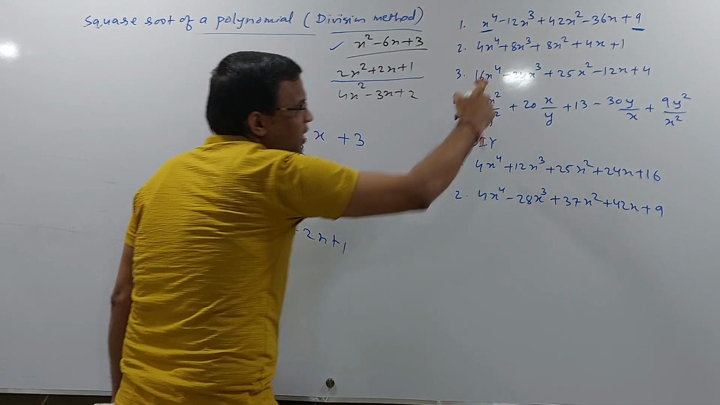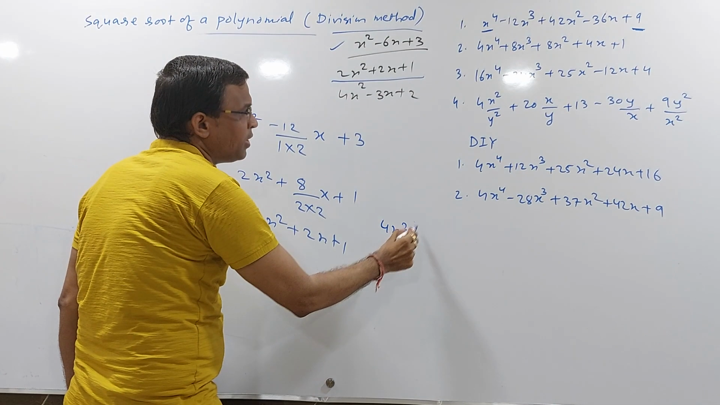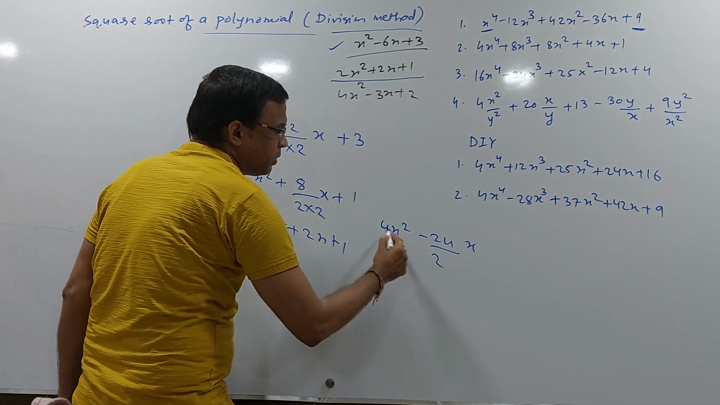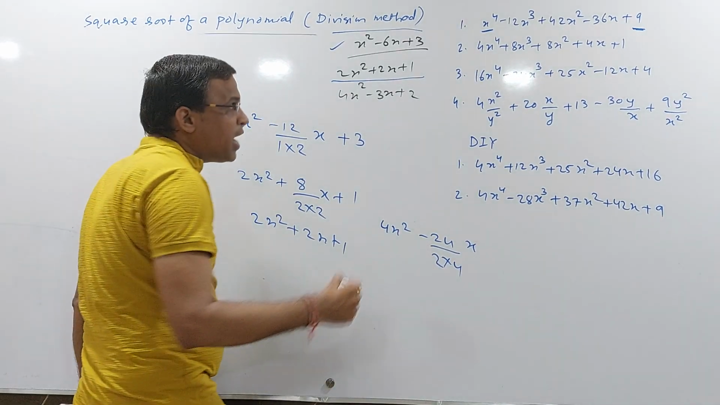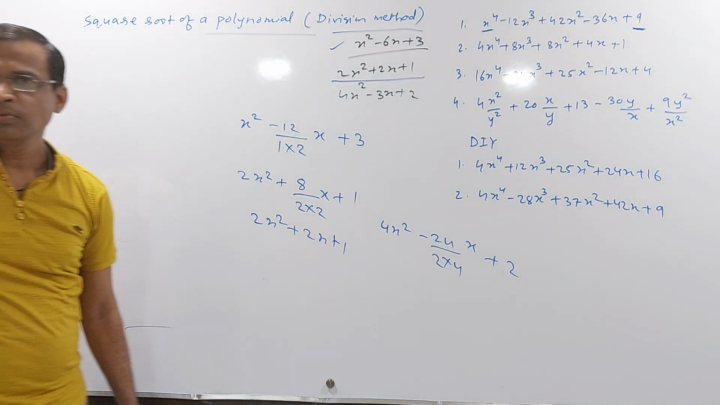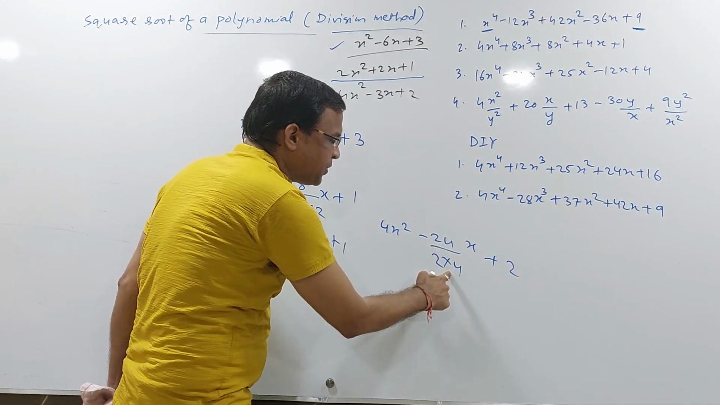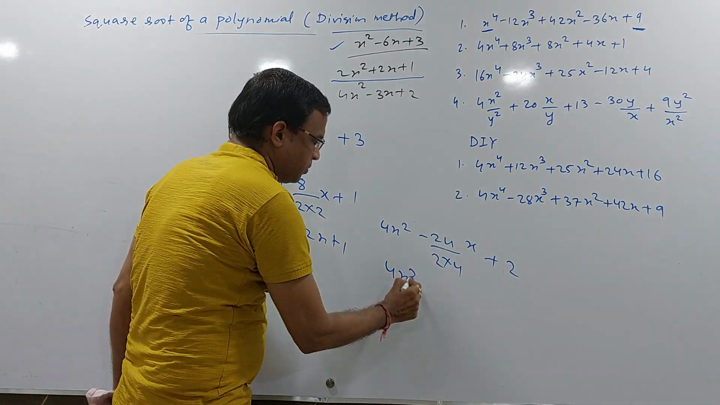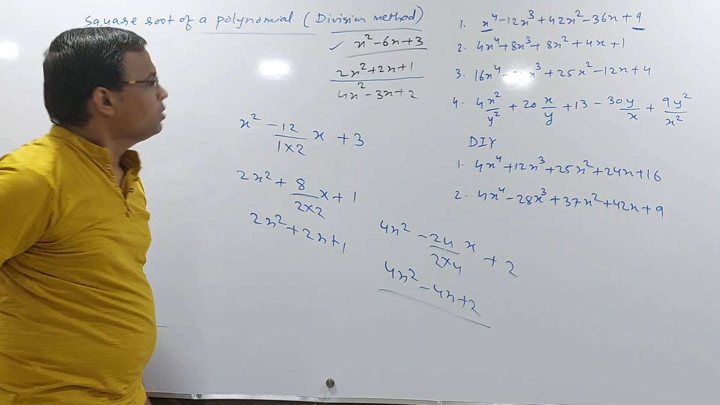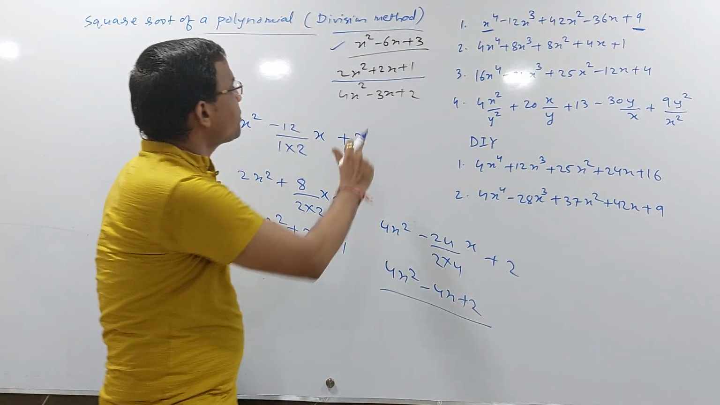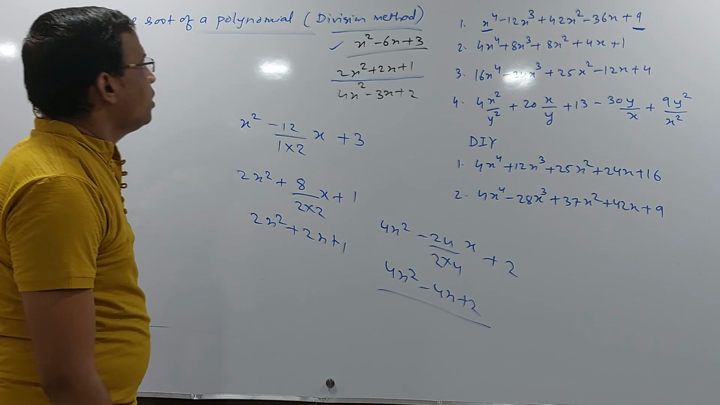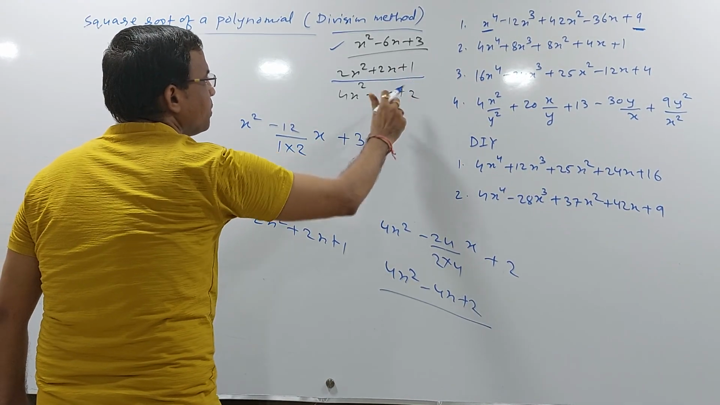Under root of 16x power 4 is 4x square. I am writing minus 24 as it is, attaching x, dividing by 2, multiplying by 4. And then in the end it is plus 4, so plus 2. Fine, check out 24 by 6 is 4. That's it. 4x square minus 4x plus 2. I think we should have written something different over here.